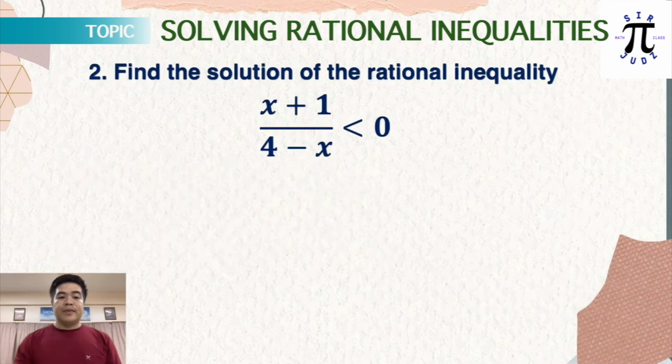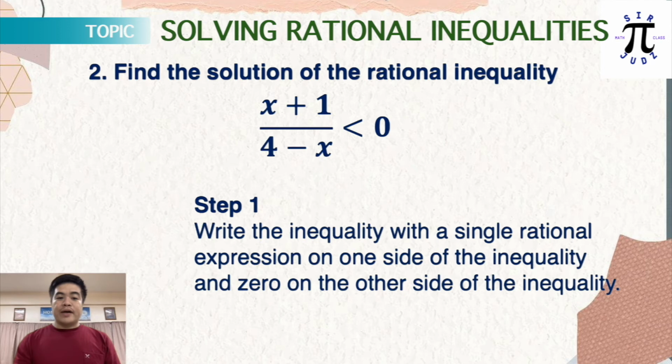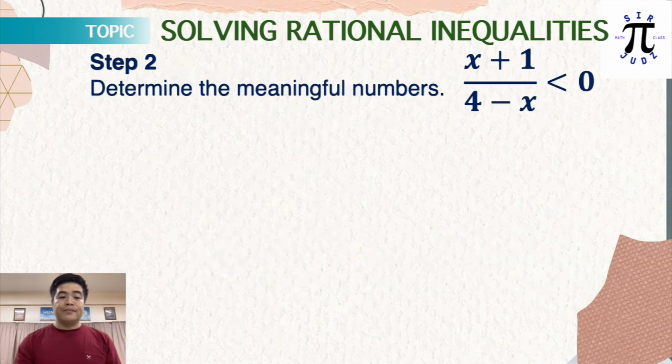Example number 2. Find the solution of the rational inequality x plus 1 all over 4 minus x is less than 0. Step 1 is to write the inequality with a single rational expression on one side of the inequality and 0 on the other side of the inequality. Since the inequality is already written as a single rational expression isolated on one side of the inequality and 0 on the other side, we're going to proceed to step 2.